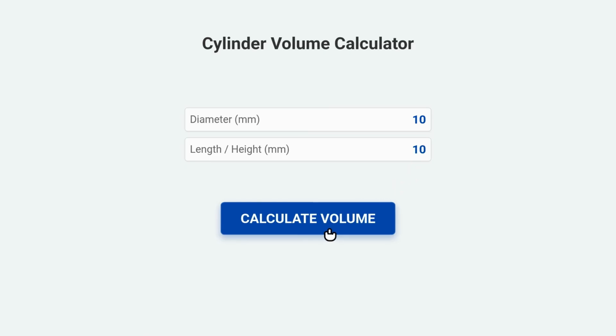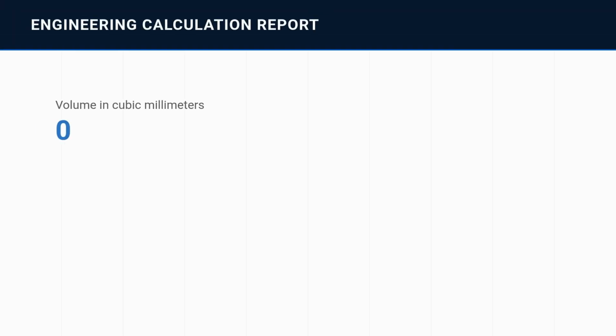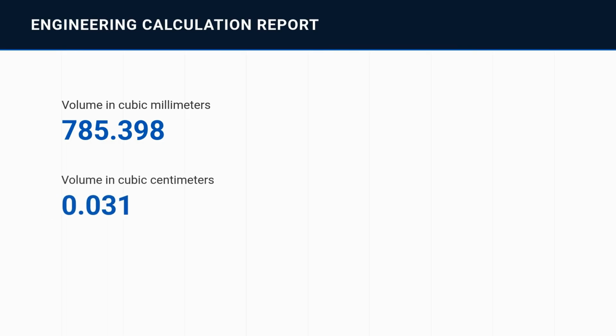After clicking Calculate, the results appear instantly. The volume in cubic millimeters equals 785.398. The volume in cubic centimeters equals 0.785. The volume in cubic meters equals 0.000001, and the volume in liters equals 0.001.